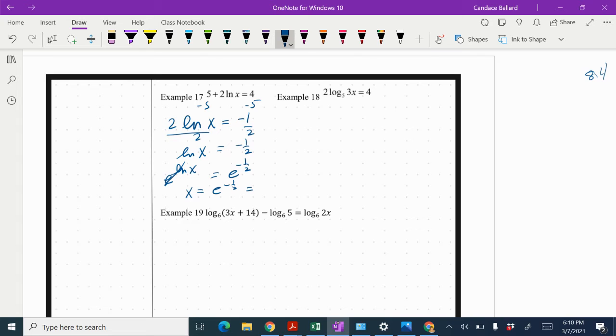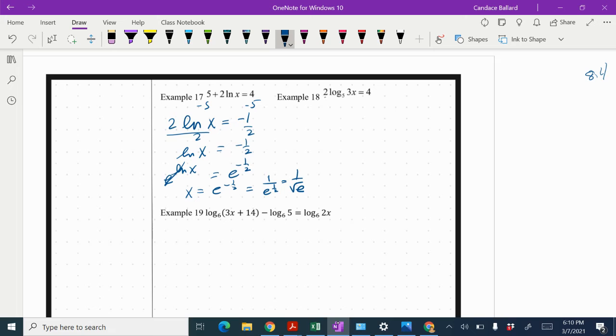Another way we could write that, because we don't like the negative, is as 1 over e to the 1/2. Or we could write it as 1 over the square root of e, and of course we could always put that into our calculators. Looking at example 18, again, we need to isolate the logarithm before I can do anything else with it.